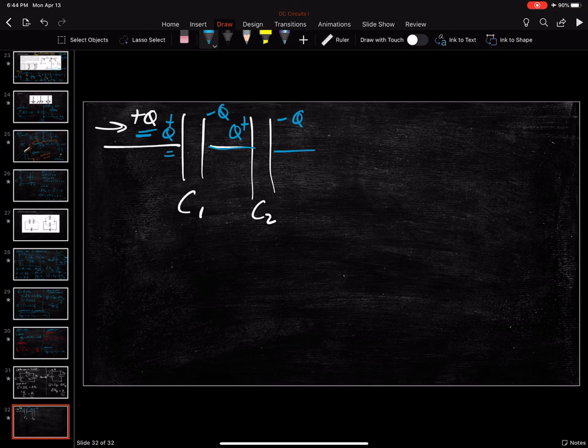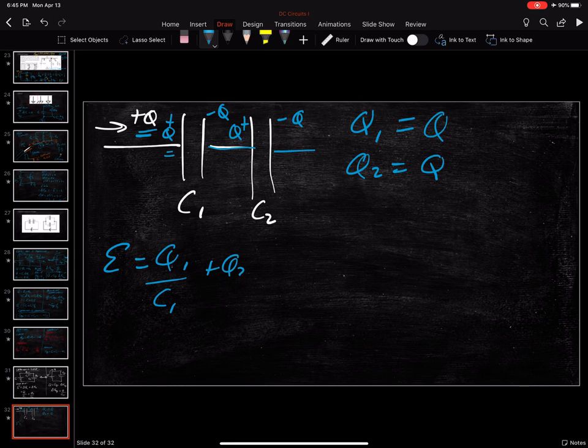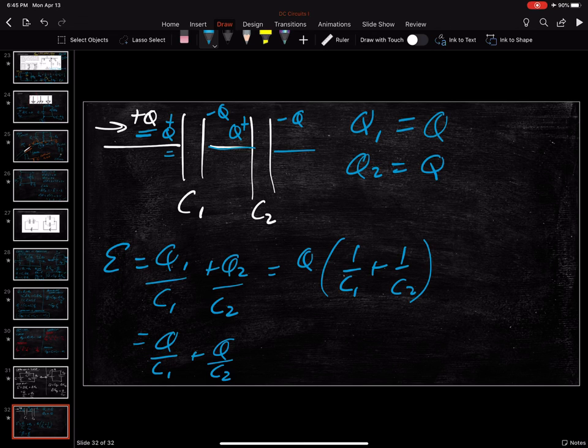And so the charge on the first plate is Q, and the charge on the second plate is also Q. The charge is the same in both cases. So going back, E was equal to Q1 over C1 plus Q2 over C2, which is just Q over C1 plus Q over C2. So this is Q times 1 over C1 plus 1 over C2. And this would tell me how much charge I put on each of these plates.